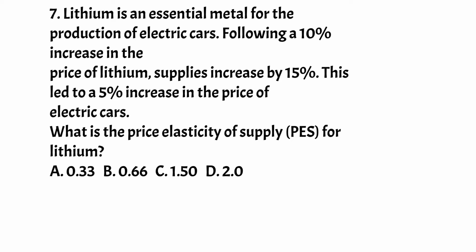PES is equal to percent change in quantity supplied divided by the percent change in price. In this case, there is a 15% increase in supply, divided by a 10% increase in price. So, the answer is C. 1.50.